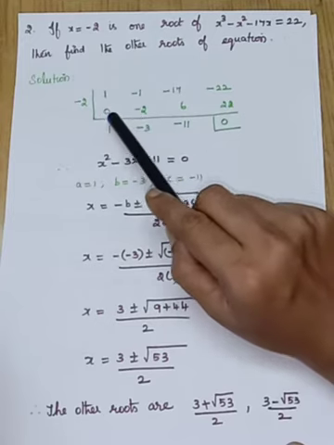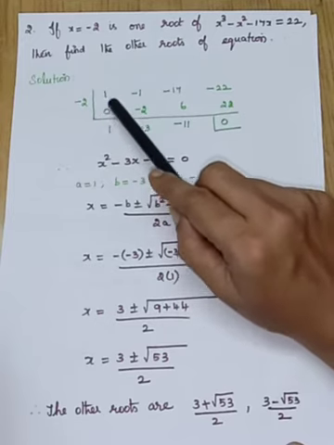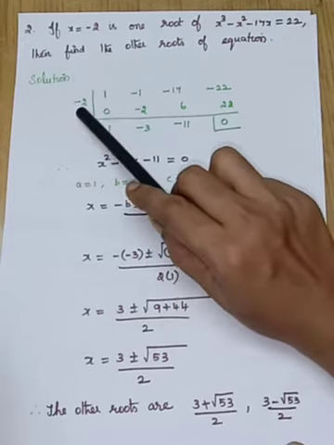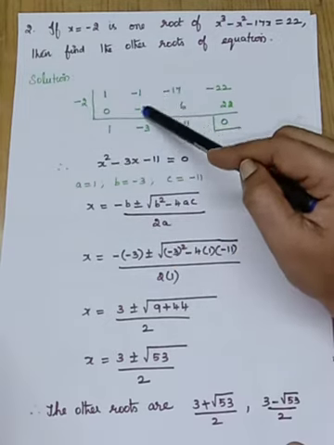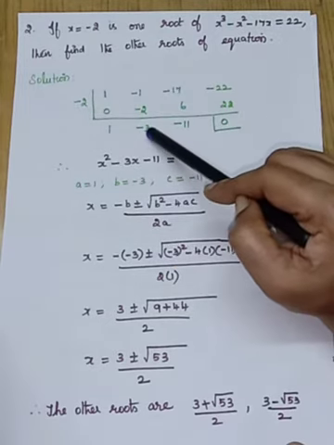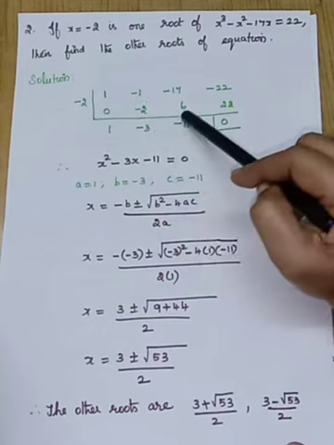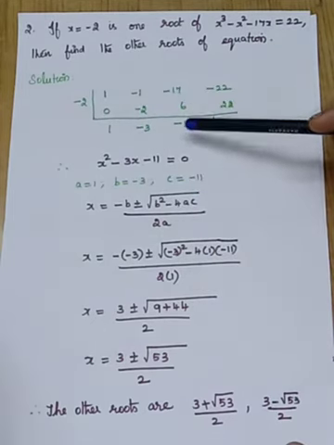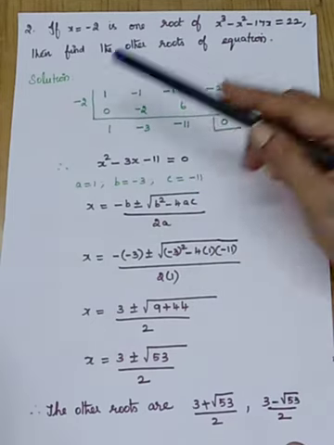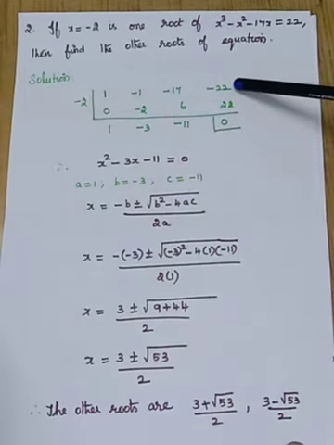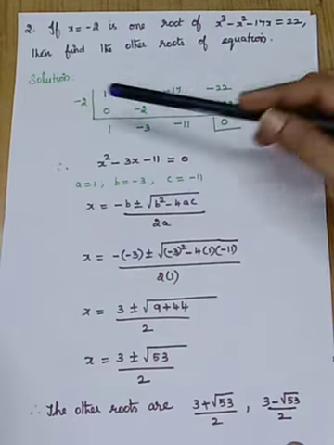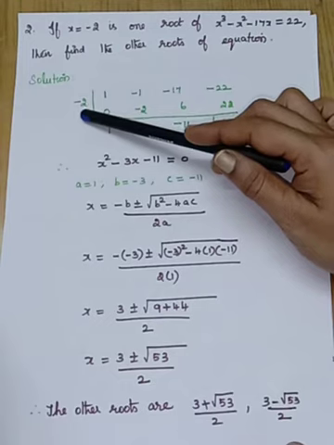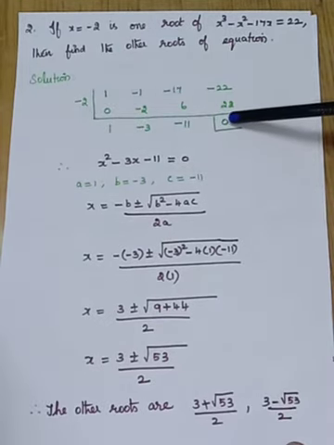Okay, what is 1? When you add these two, it is 1. So 1 into minus 2 is minus 2. So when you add these two, it is minus 3. Minus 3 into minus 2 is plus 6. Minus 17 plus 6 is minus 11. Minus 11 into 2 is minus 22. So minus 22 plus 22, it is 0. Because it is given, this is the root. But definitely it has to satisfy this equation.